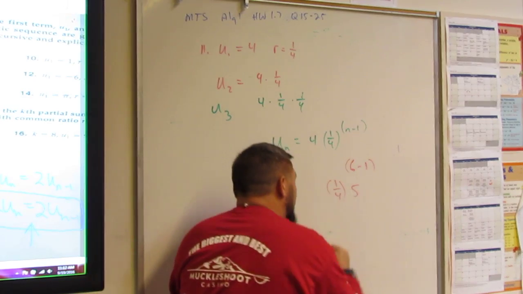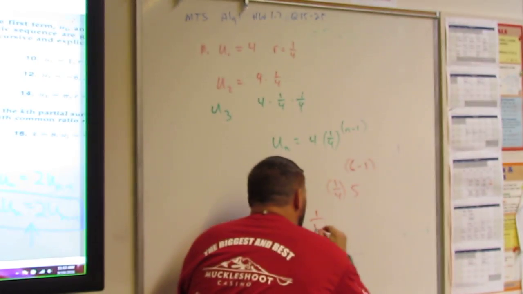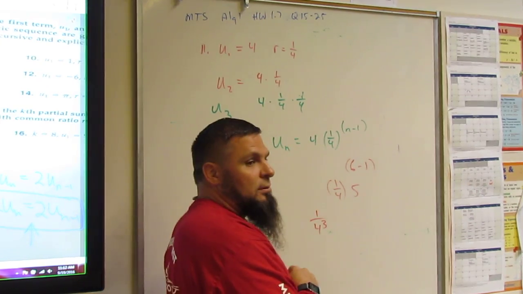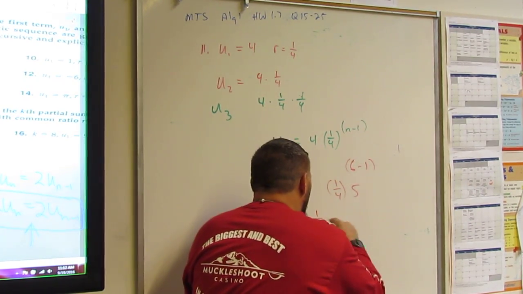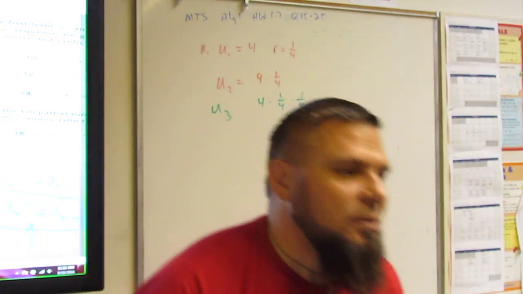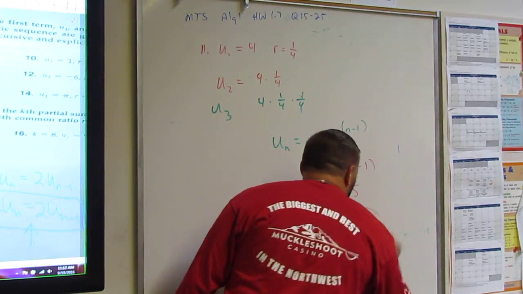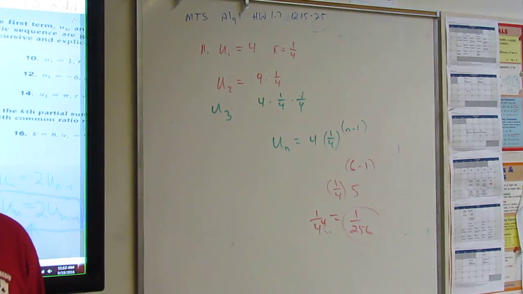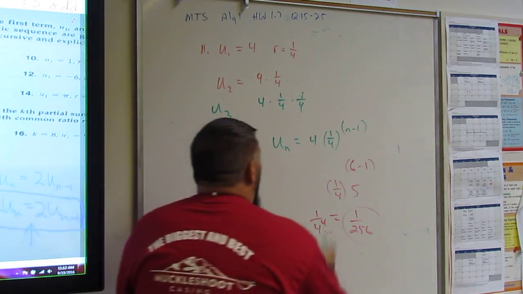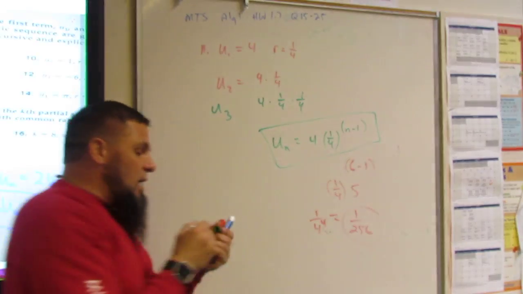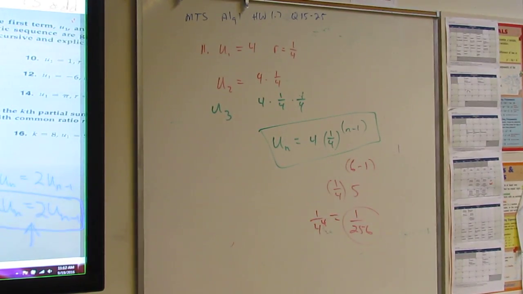It's 1, 2. So it's actually 1 over 4 to the 3rd, right? Wait, no. 4 to the 4th. What is 4 to the 4th? 256. Very good. So 1 over 256. So that's your answer for the 6th value, right? And your answer for the nth value is right there. It's not hard. It's easy. Is it geometric? Is it recursive or geometric? Geometric. Yes.